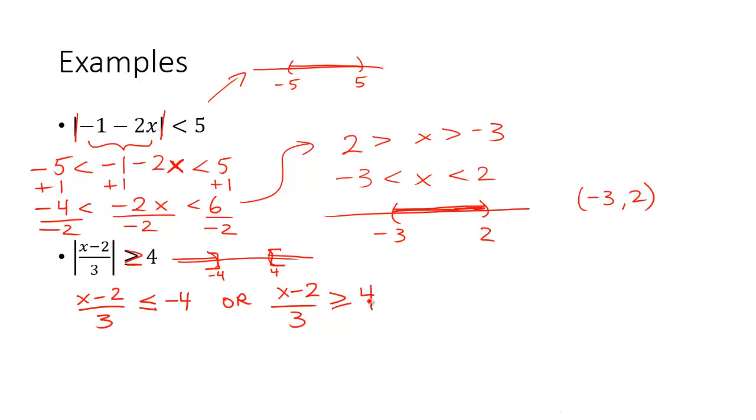Now let's solve each of them and combine using the OR statement, which is a union. So here we can multiply both sides by 3, and we get x minus 2 less than or equal to negative 12. Add the 2, you get x less than or equal to negative 10.